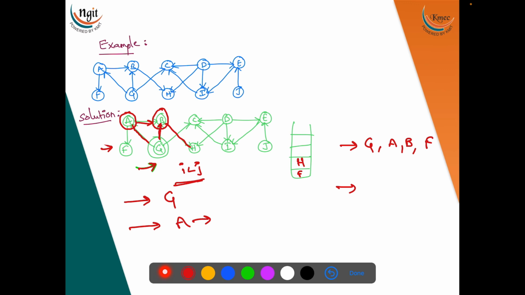Now B also has no unvisited neighbors left. So push B into the stack. Move back to A. A has no unvisited neighbors. Push A into the stack. And move back to G. G has an unvisited vertex, which is C. Since C has no neighbors, push C into the stack and move back to G. No unvisited neighbors, push G into the stack.